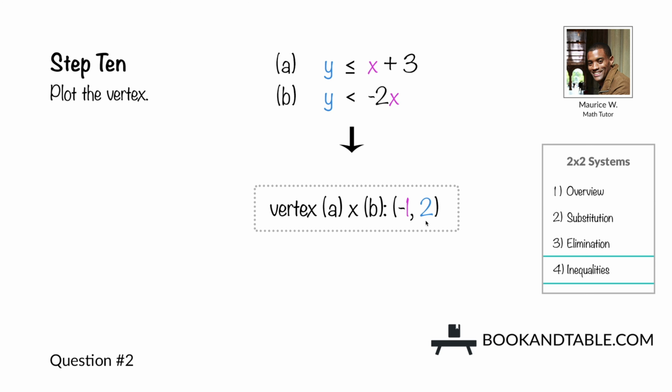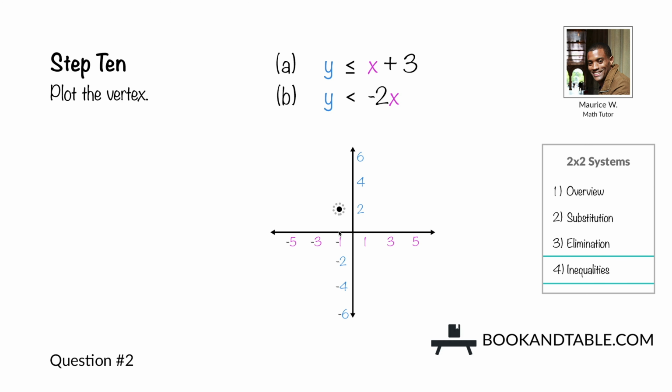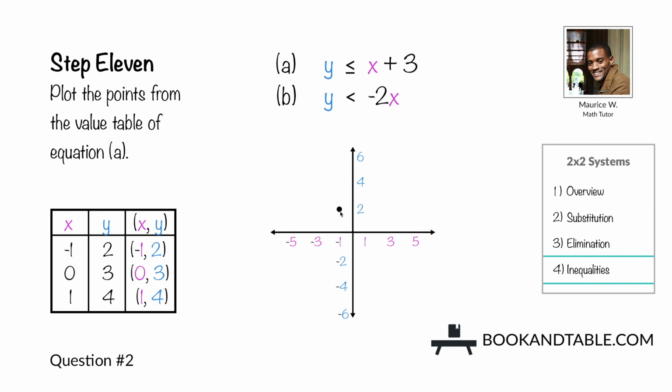Now that we know the vertex, we can plot the vertex where x is -1 and y is 2 in a coordinate plane. So we plot the point. And now, step 11, we plot the points from the value table of equation A. So you go back to that value table in your notes. Our first point is -1, 2, so it's the same as the vertex. The second point is 0, 3. And the third point is 1, 4.